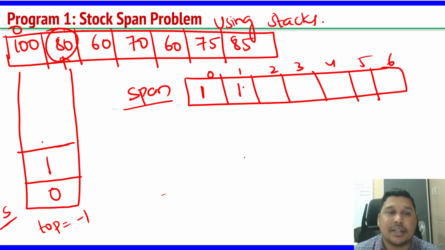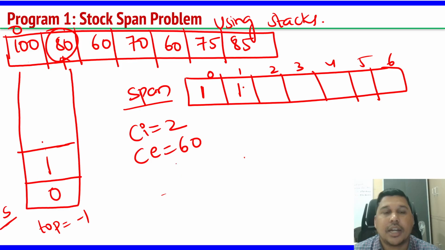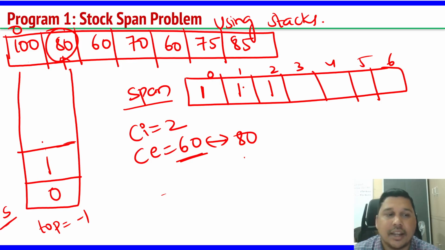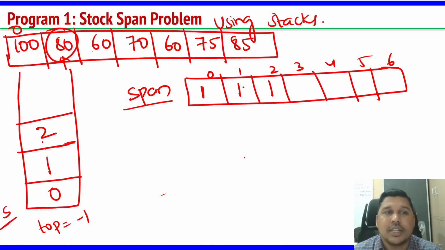Next, what is the third element? My current index is 2 and my current element is 60. The condition: check the current element with the element at the stack top. What is there in stack top? We have 1. Array of 1 means 80. So you are comparing 60 with 80. Again, 80 is not less than 60. So I'll put 1 here and insert the index 2 here. I am storing only the index, not the element. Be careful. Now we will see the actual logic. Now I iterated over the array, and we came to 70.